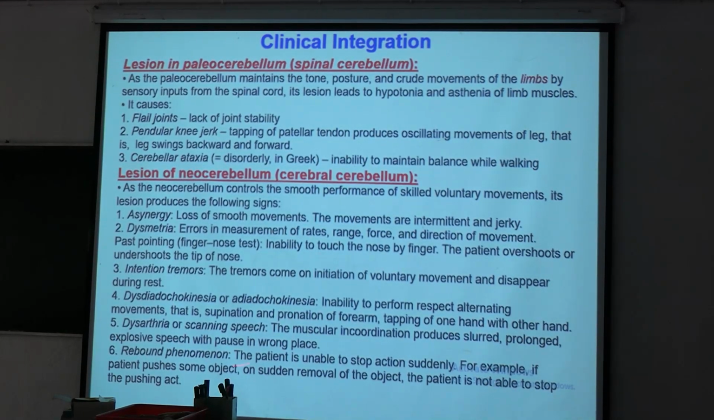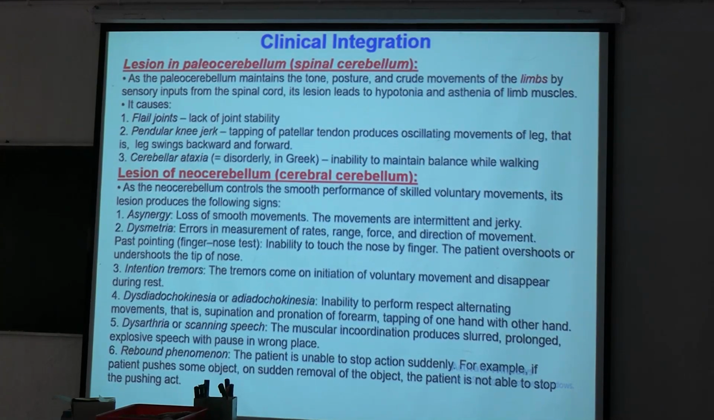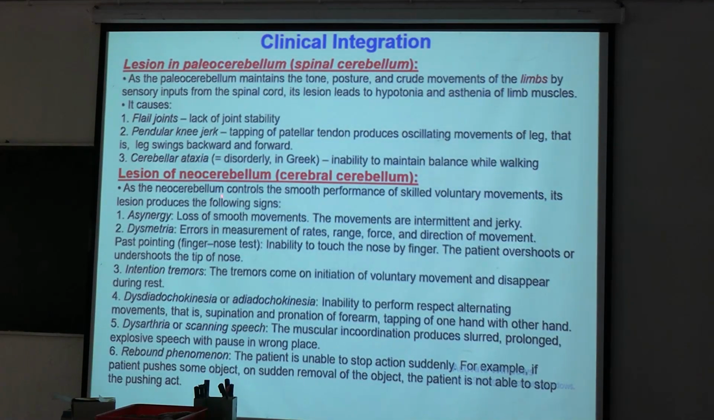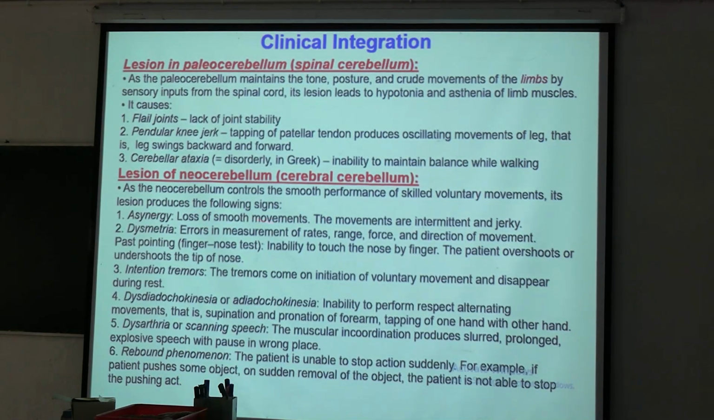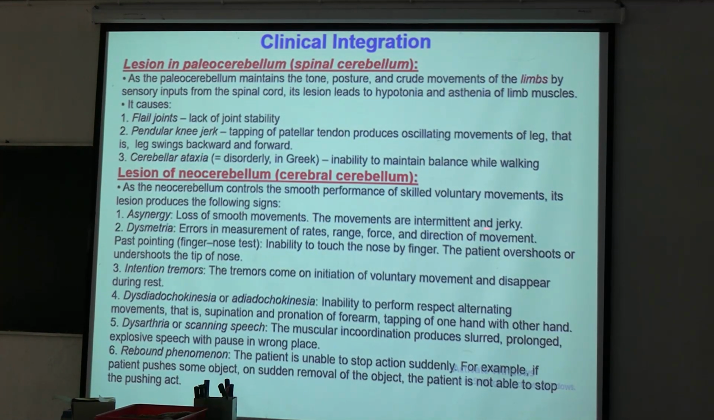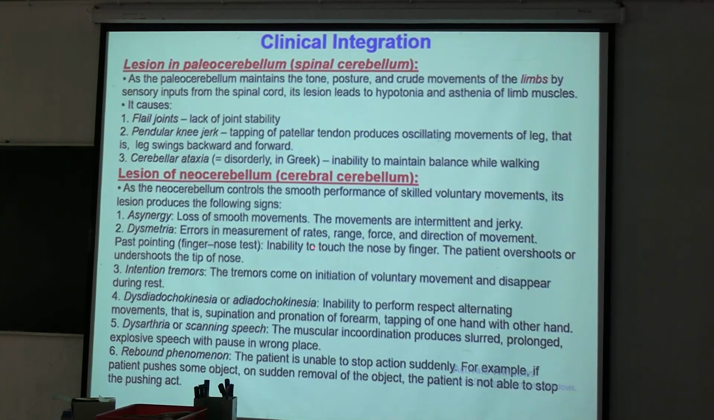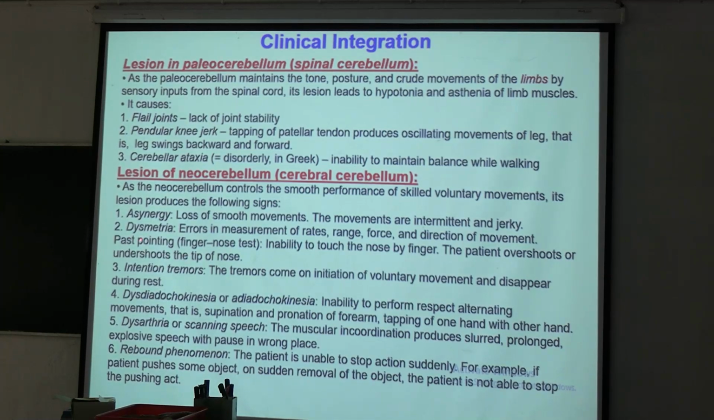Next is lesion of the neocerebellum or cerebral cerebellum. As the neocerebellum controls the smooth performance of skilled voluntary movement, its lesion produces these signs. First is asynergy. Asynergy means loss of smooth movements. Movements are intermittent and jerky. Dysmetria: errors in measurement of rate, range, force, and direction of movement.